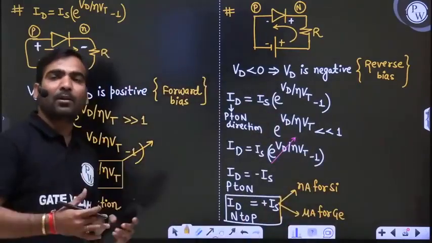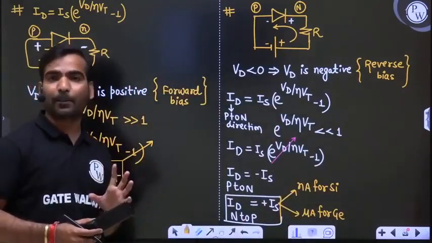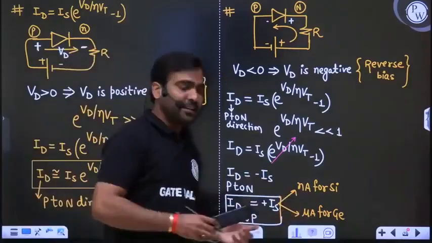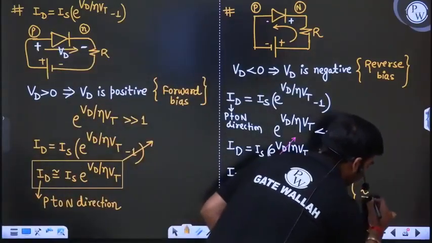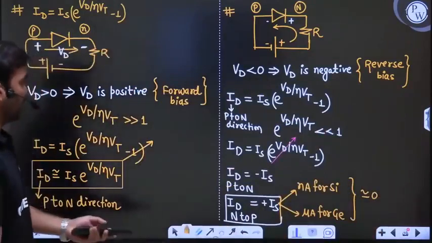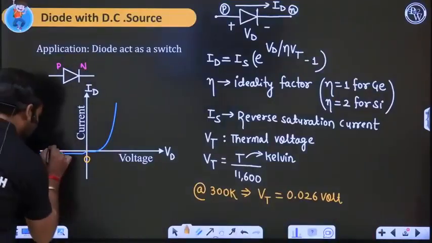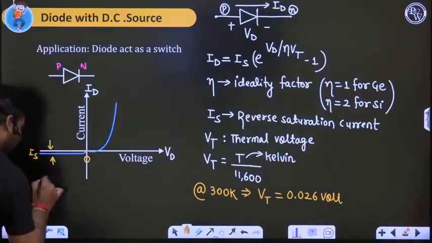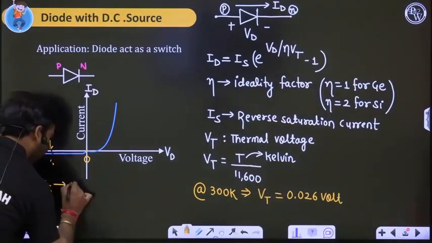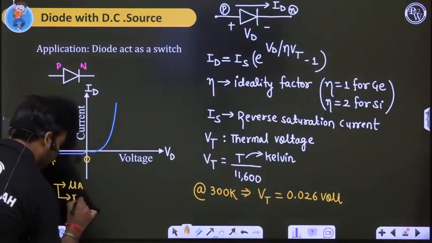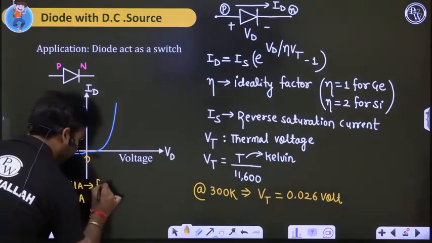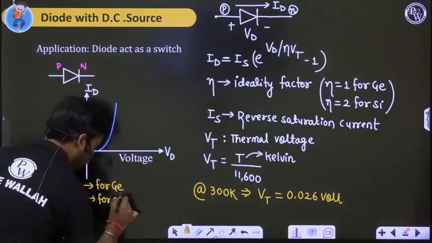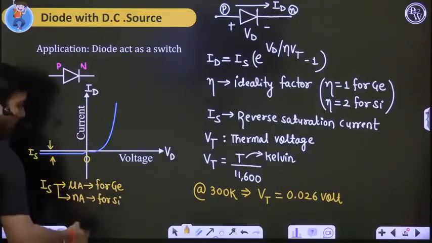Nanoampere and microampere are very small compared to milliampere, which is flowing in the forward bias. In comparison with forward bias, it is very negligible. That's why we can say this is approximately 0. So this is your Is current. This amount of current is nothing but Is, and this Is is in the nanoampere range for silicon and microampere range for germanium. Otherwise, finally we can say this Is is approximately 0.